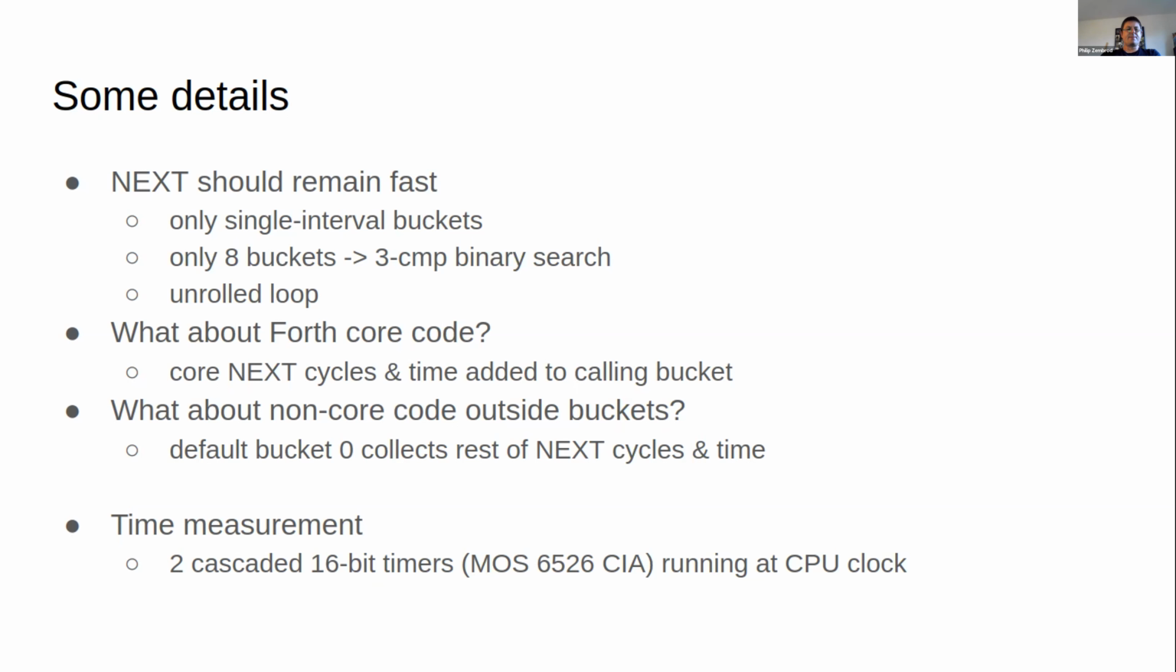A few more questions. What about time spent in the Forth kernel? And I decided, well, that is really time that should be added to the account of the bucket that called into the kernel. What about non-core code outside of buckets? So basically the rest of the application, but not in one of the buckets that I'm interested in at the moment. I defined a default rest bucket 0, where everything else of the runtime cycles and times goes into.